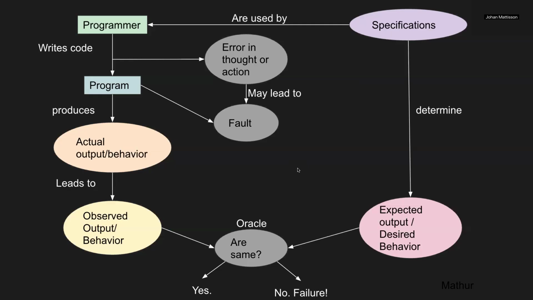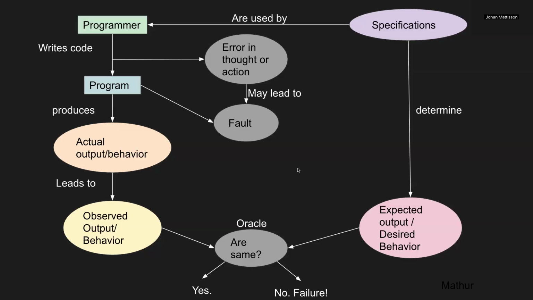But the specifications are also used by us as programmers. We write the program, and sometimes we write errors in the code. I have done a lot of them during my years, so it happens. No one's perfect. And that might lead to faults. So the program does produce the actual output, like when we run the program.